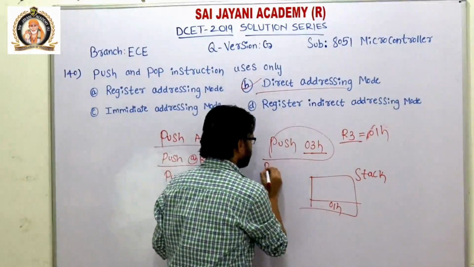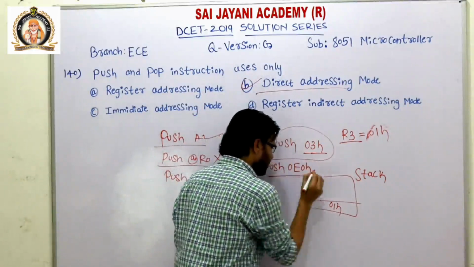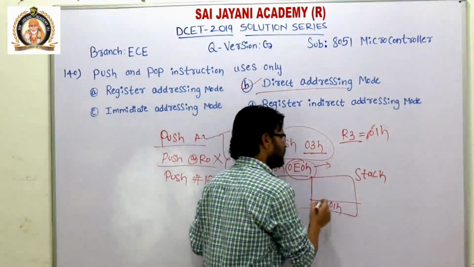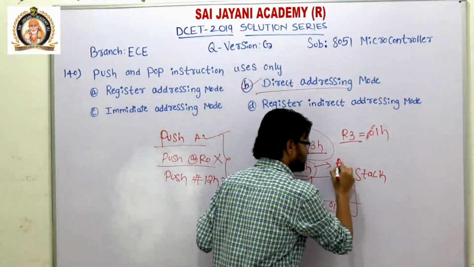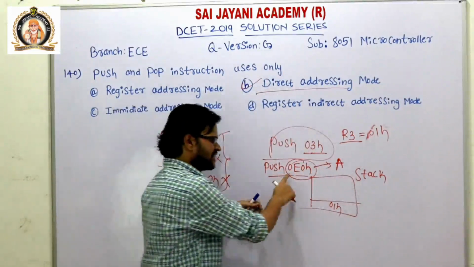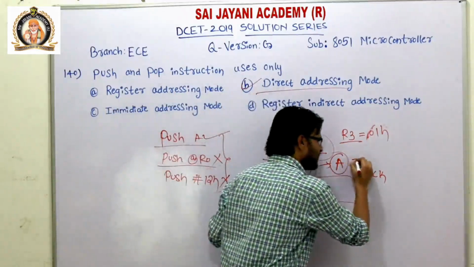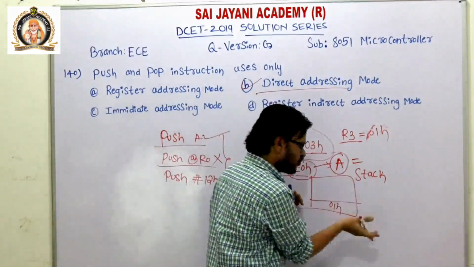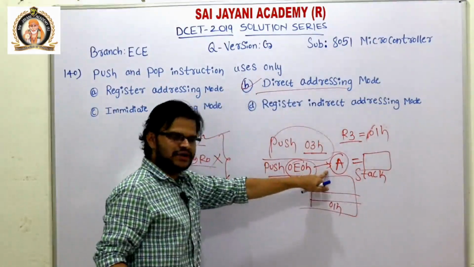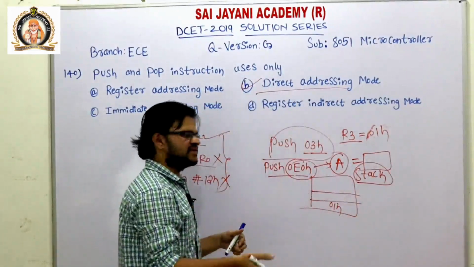Similarly, if we use push 0E0H, then the 0E0H is mainly used for the accumulator register. The 0E0H is the direct address of the accumulator register. When you use this instruction, the content of the accumulator is stored onto the stack. Whatever the content present in the accumulator register is stored onto the stack by incrementing the stack pointer.